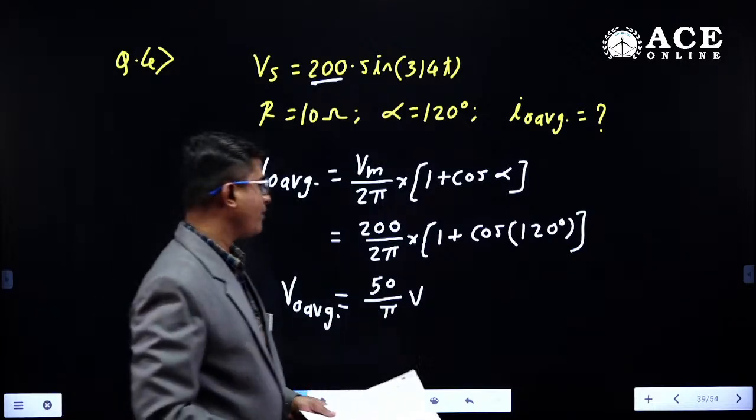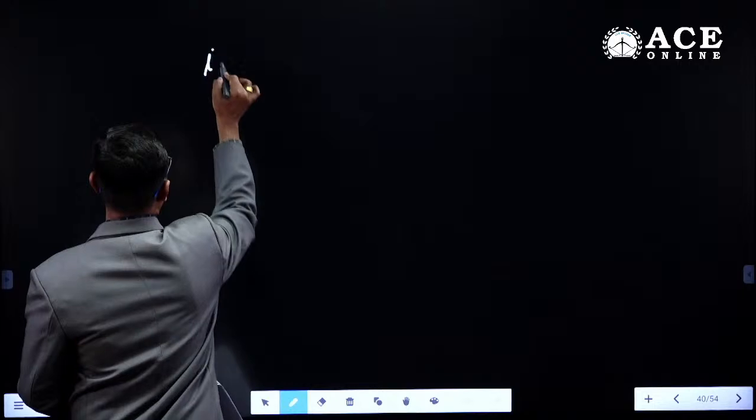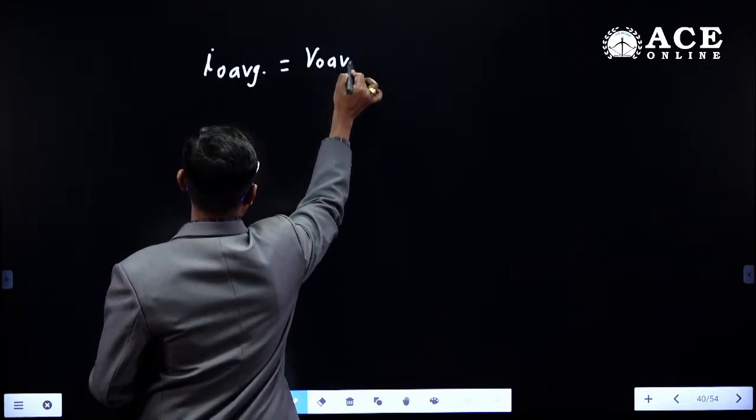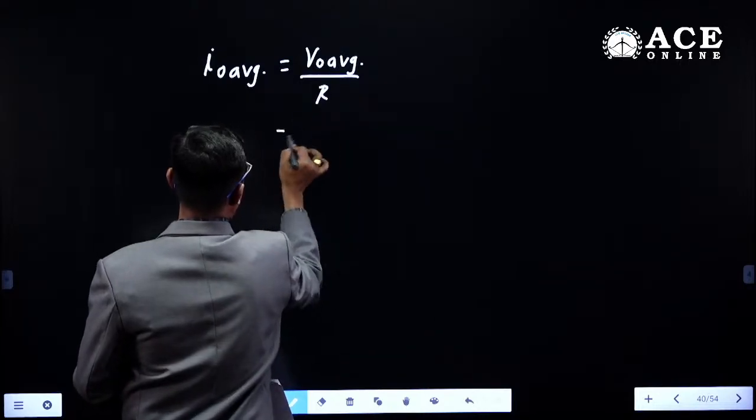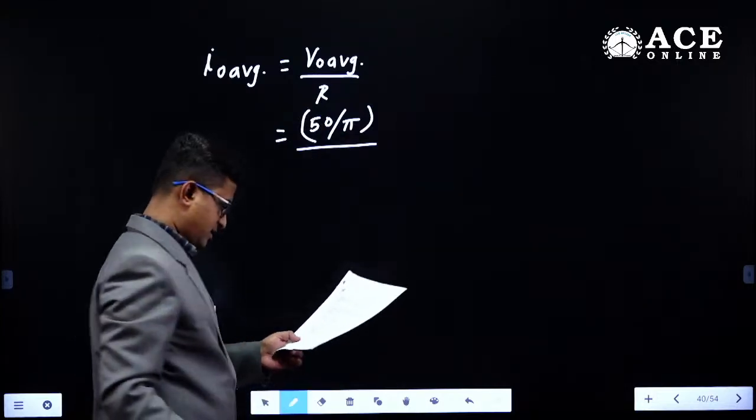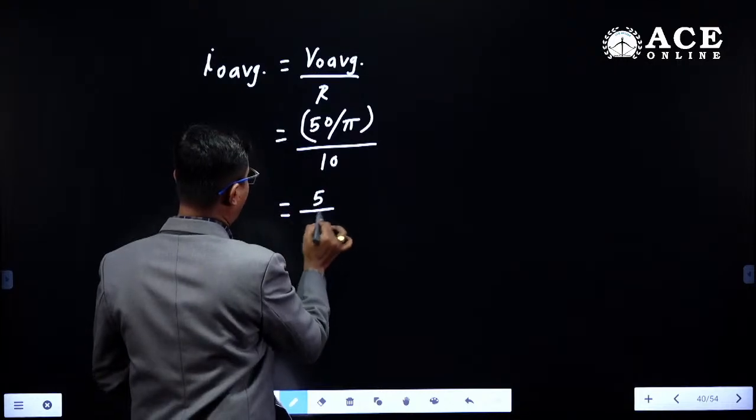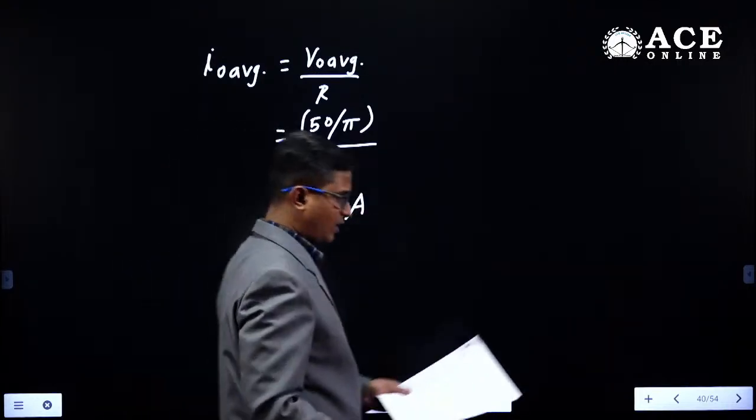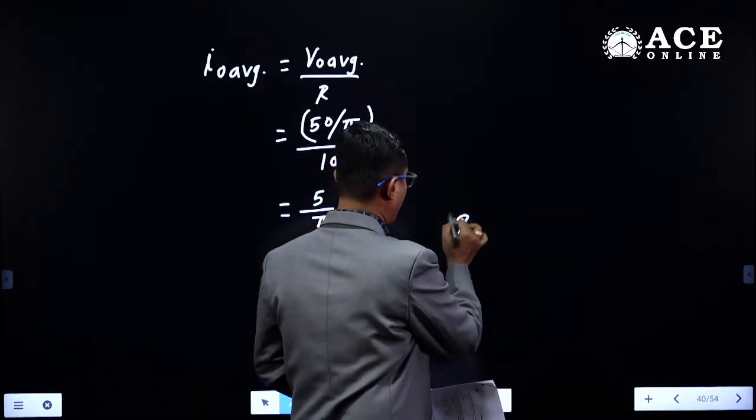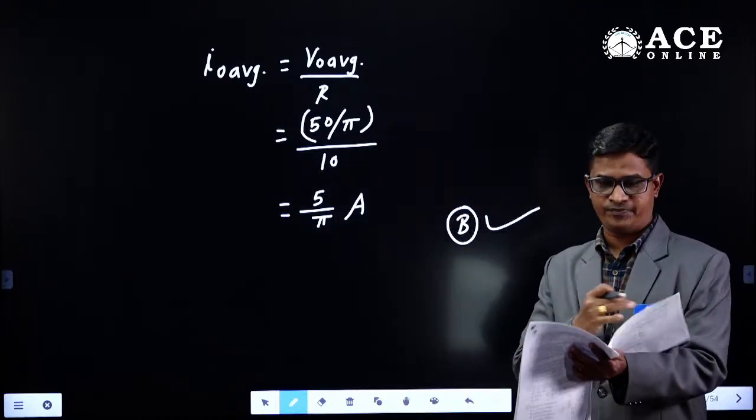Then what is the I0 average? Yes, I0 average is equal to V0 average by R. So it is equal to 50 upon pi divided by what is the resistance? Resistance value is 10 ohm. So it is equal to 5 by pi ampere. Alright. So if you check the options, option B is the correct option. So this is about the question number 4.